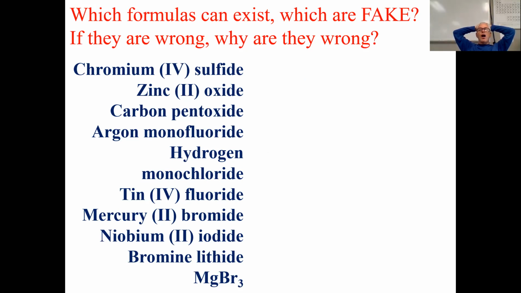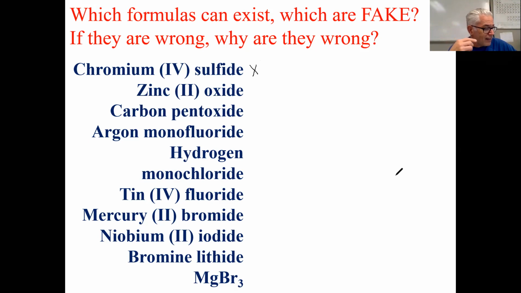Are they wrong? Why are they wrong? So first one up, chromium, Roman numeral 4 sulfide. Can chromium, Roman numeral 4 sulfide exist? Let's look. Here's chromium. Does chromium make a Roman numeral 4 positive 4 cation? And guess what? It does not. It can't be right because chromium doesn't make it. It makes a positive 2 or a positive 3 or a positive 6.